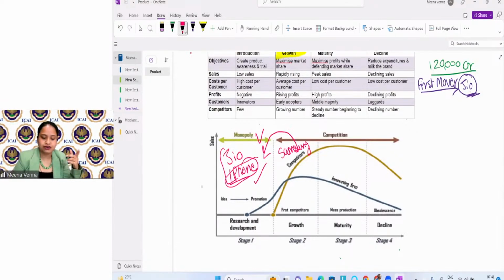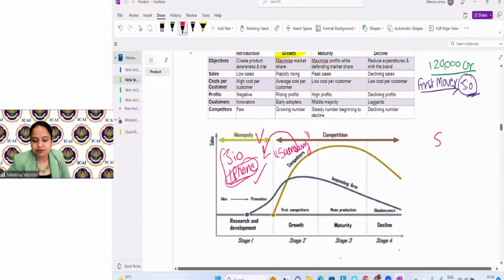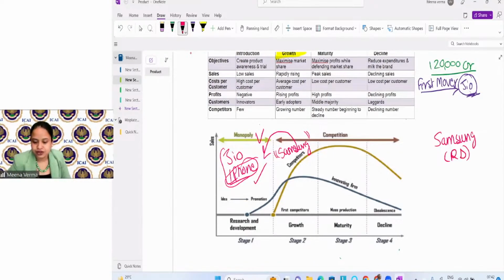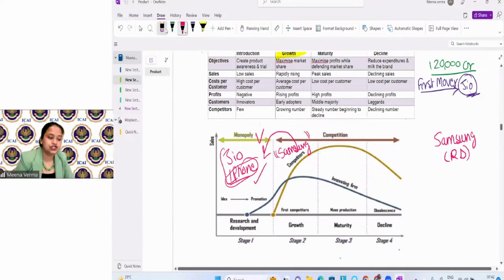So Samsung has introduced a new product in the market. Now the point is, let me tell you some more interesting facts about Samsung. What happens is, Samsung has not done any research and development. They have not incurred any initial cost.